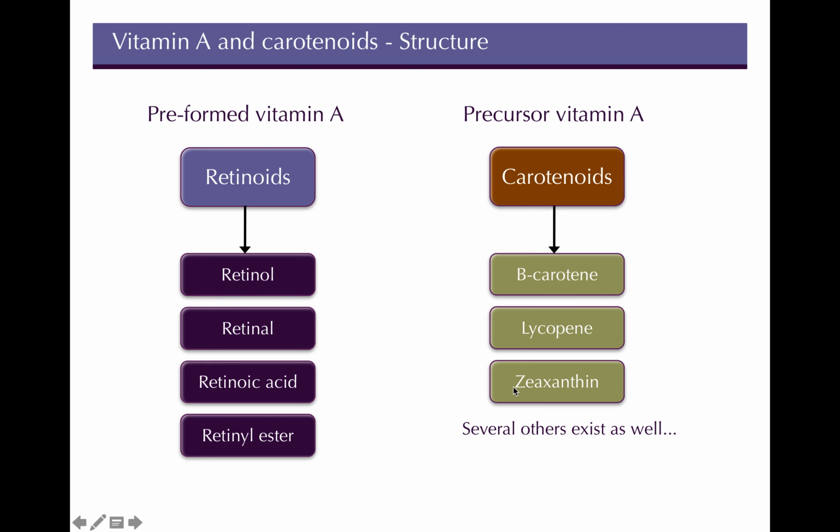And then precursor vitamin A's are the carotenoids. The main one is beta carotene. That one is the main one because it is most likely to become vitamin A. It's most easily snapped into and made into vitamin A. But then there are other ones that have vitamin A capacity as well. Lycopene and zeaxanthin perform the functions of the carotenoids, and they're considered precursor vitamin A's as well.